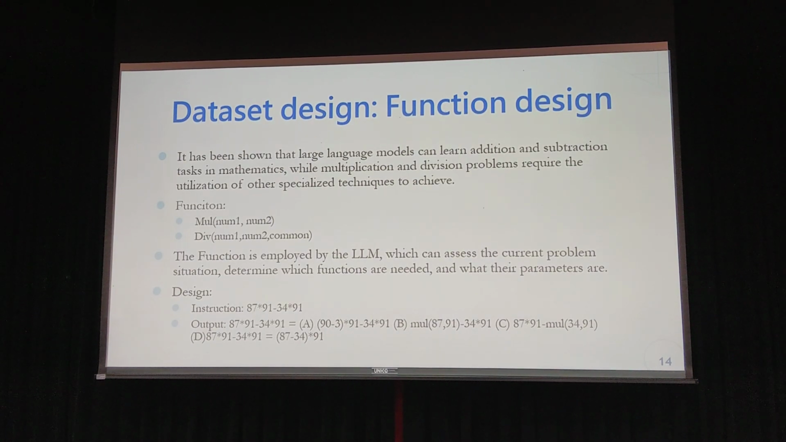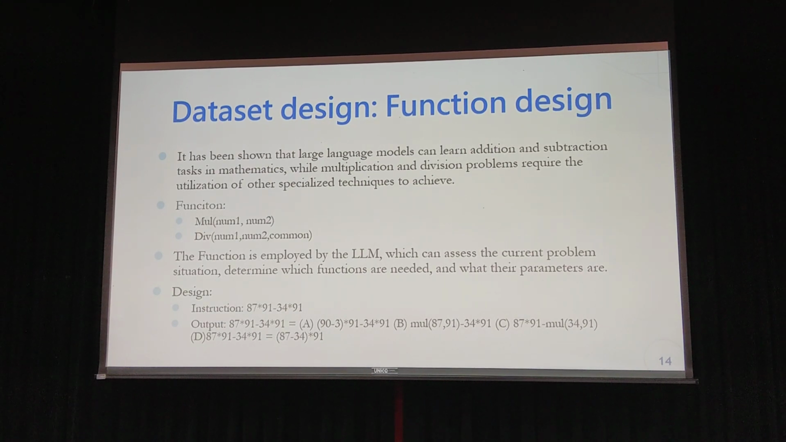The first is the function design. Previous studies have found the large language model has learned the capability for addition and subtraction, while multiplication and division require special learning methods like the COT and, as mentioned earlier, the GOAT. In our study, we focus not on the correct answer but on the calculation step, the solving step.